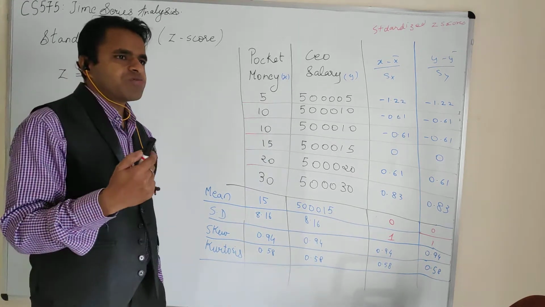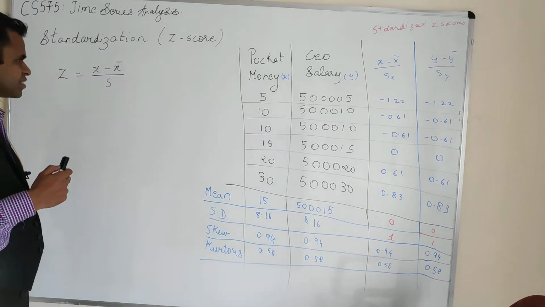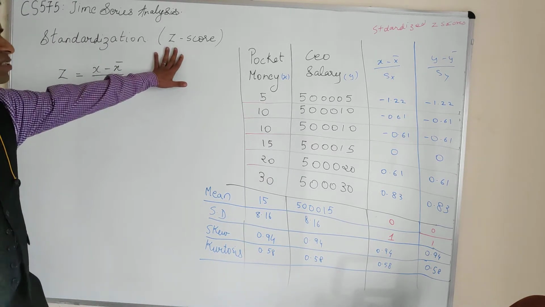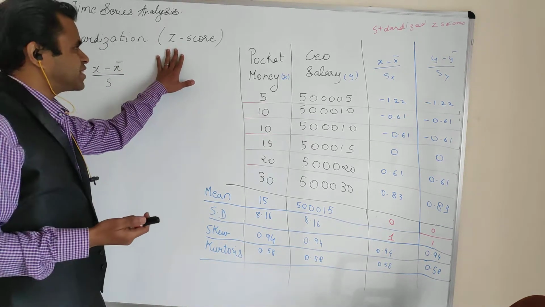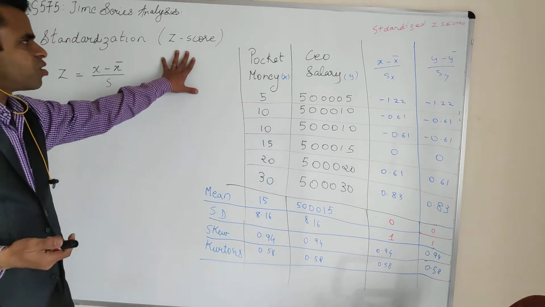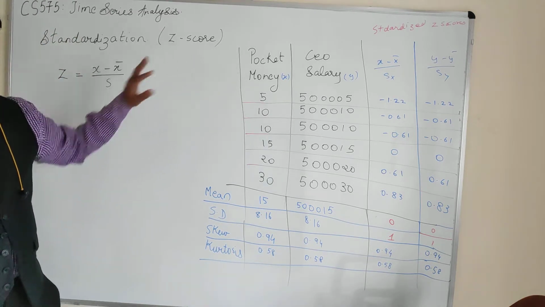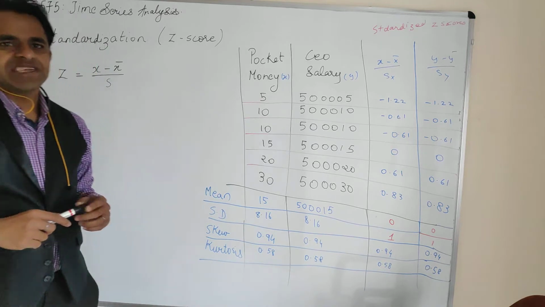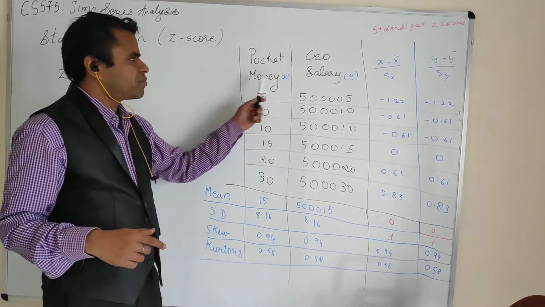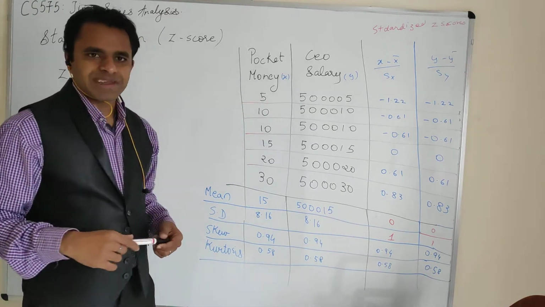Right? So to come across these things, there is a standard called Z scores, whatever you can say it. Right? So what do Z scores specify? Fine. So we had seen this particular example, right? The pocket money example and the CEO salaries example.